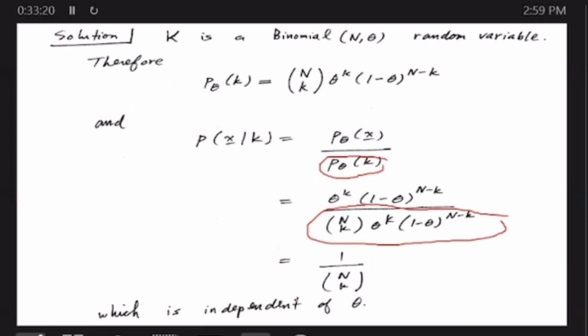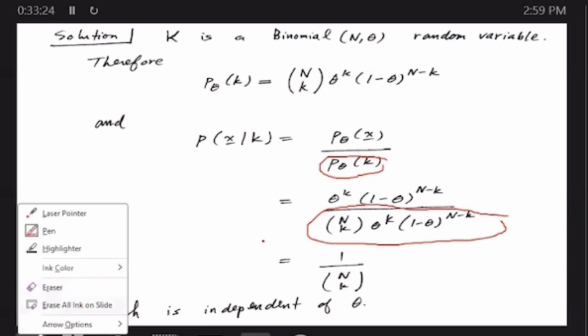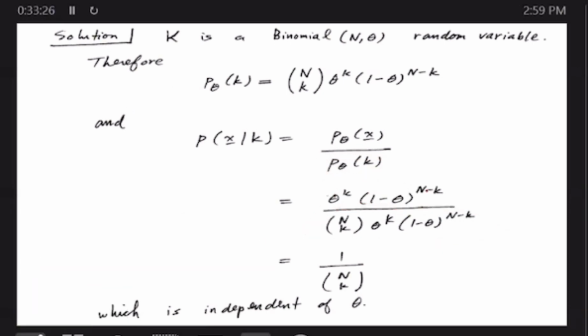Now, let us perform an algebraic operation. Oh my God, this guy here is going to cancel that guy. What do I have left? You see what I have left? Does it have a theta? It doesn't have a theta, right?